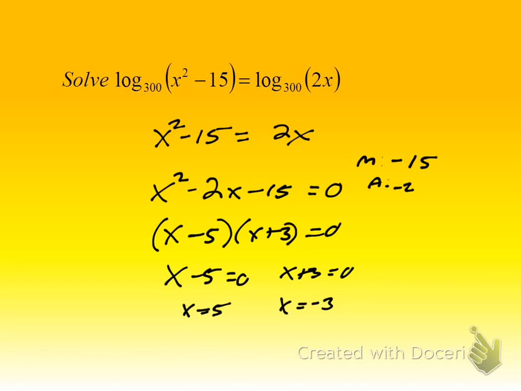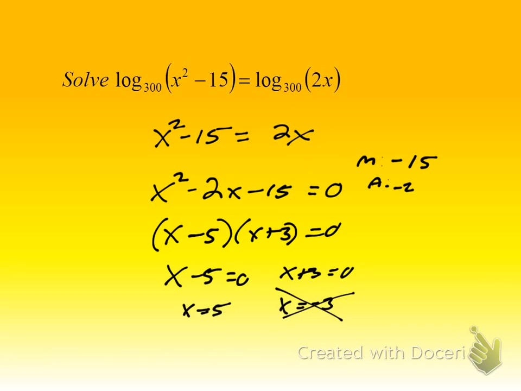What's 5 squared? 25. 25 minus 15? 10. 2 times 5? 10. 5 works. Okay? Now, you can kind of shortcut this, right? You don't have to check this one because watch what happens here. Negative 3. What's 2 times negative 3? Negative 6. So on the right-hand side, we have log base 3 of negative 6. Is that good? No. Right there, that's enough to cross that one out.